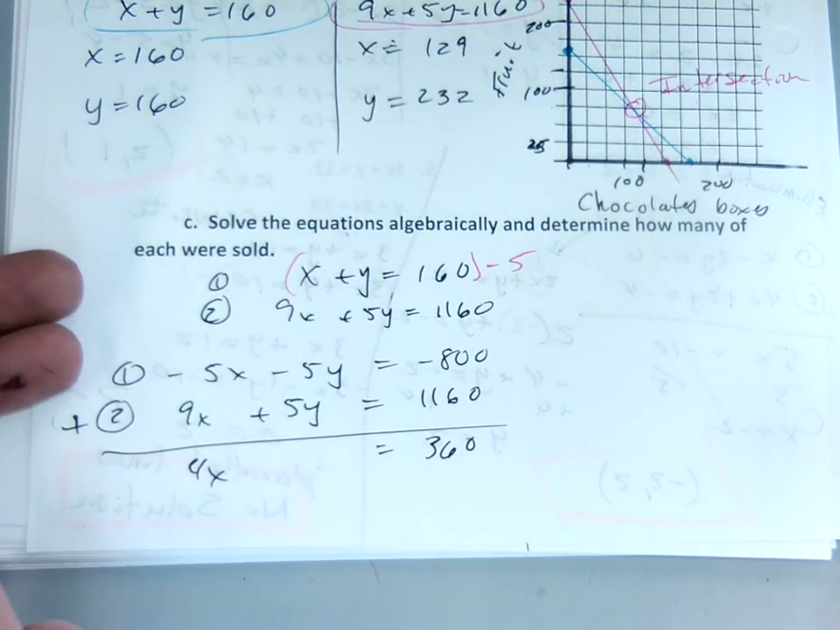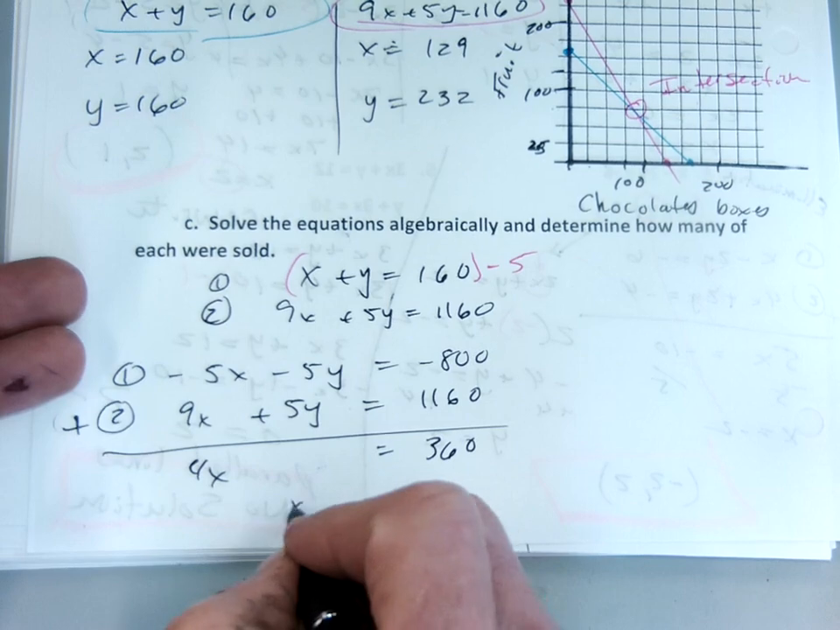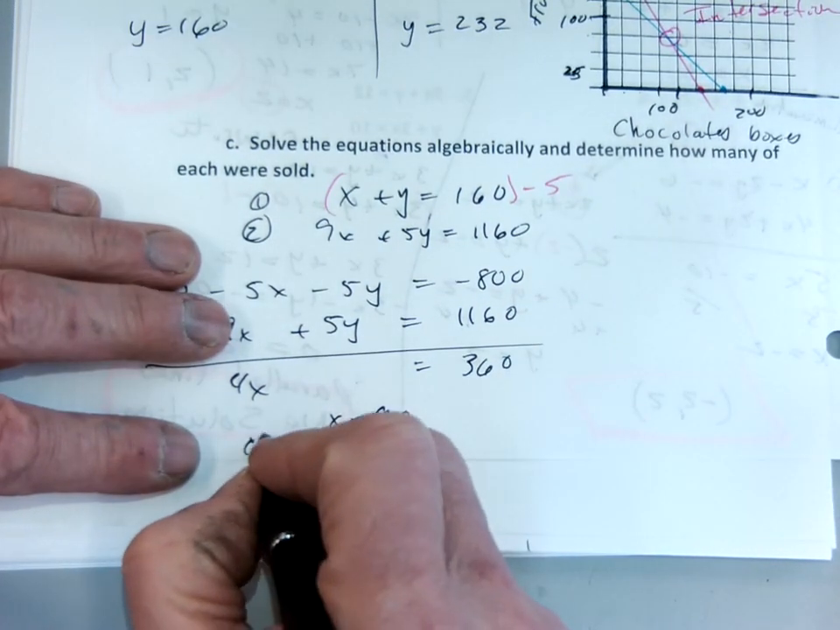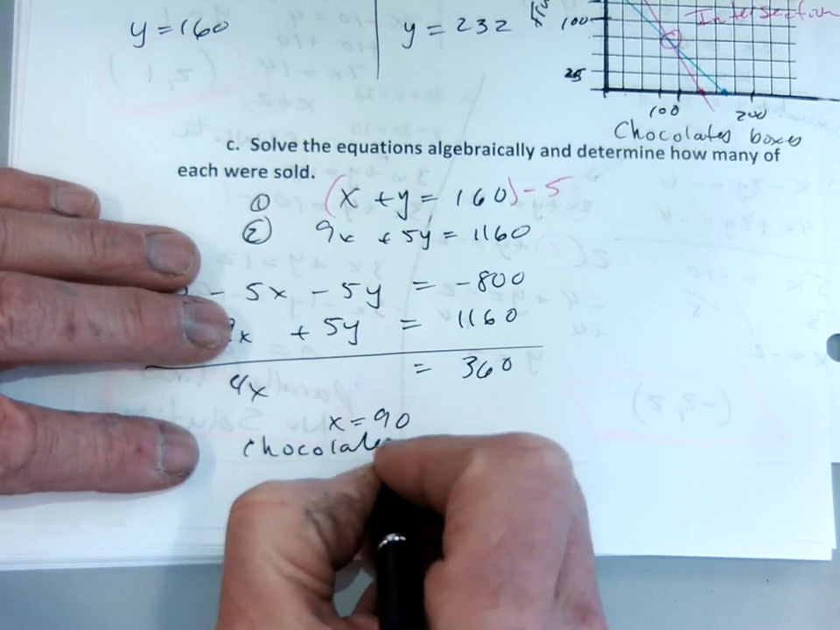360 divided by 4, and I think I get 90, right? So I need 90 chocolate baskets, okay?